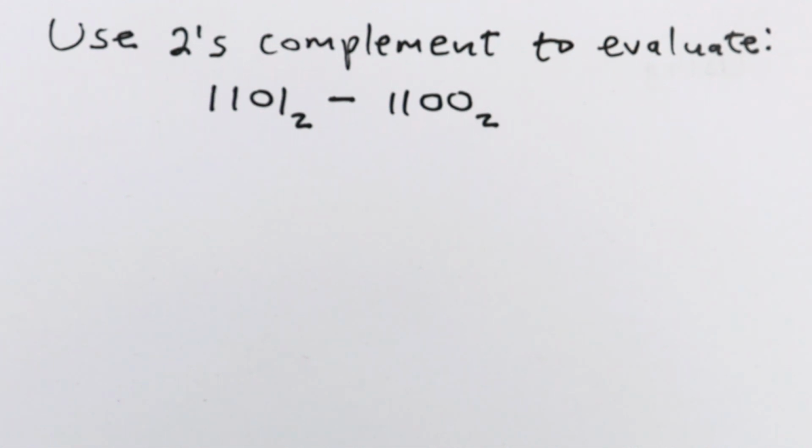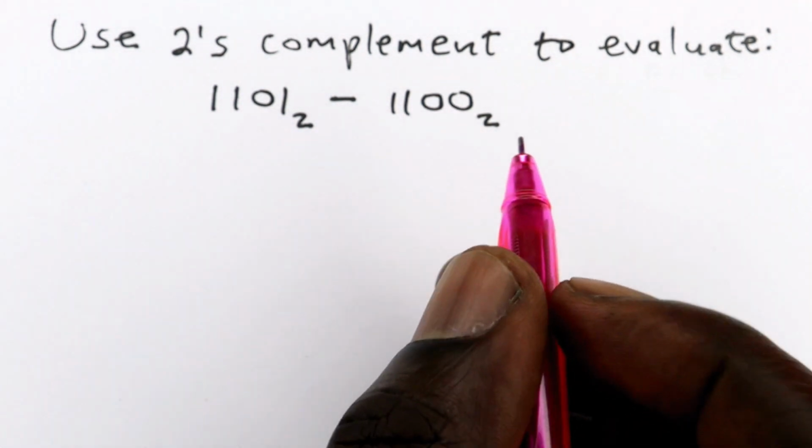Let us look at this interesting question. I use 2's complement to evaluate 1101 base 2 minus 1100 base 2. The first thing is just to get the 2's complement of the number you're subtracting.